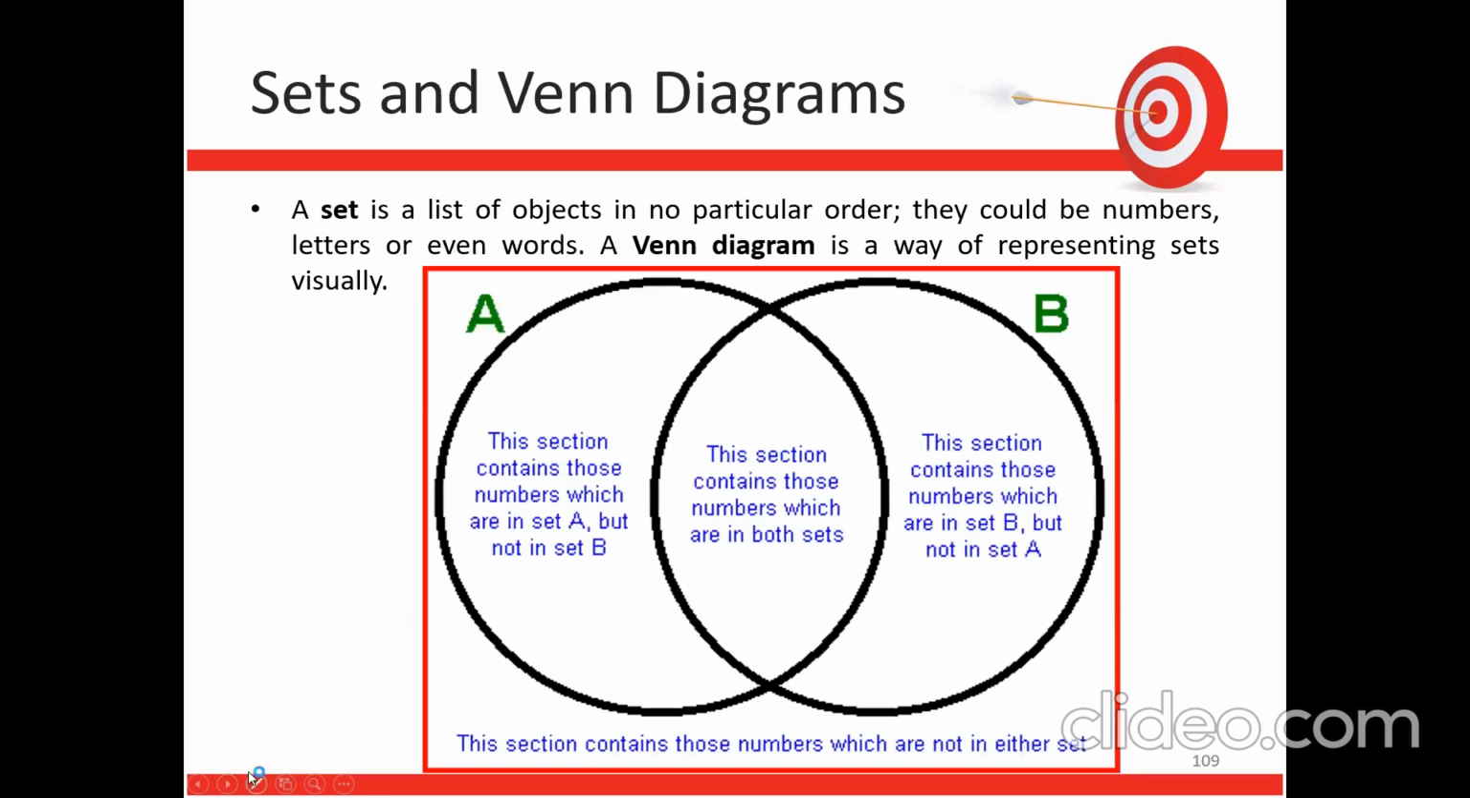Sets and Venn diagrams. So a set is a list of objects in no particular order. They could be numbers, letters, or even words. A Venn diagram is a way of representing sets visually. So ito yung A and B. Ito yung section that contains those numbers which are in set A but not in set B. This section contains those numbers which are in set B but not in set A. So ito naman, this section contains those numbers which are in both sets. Yan ang Venn diagram mo.